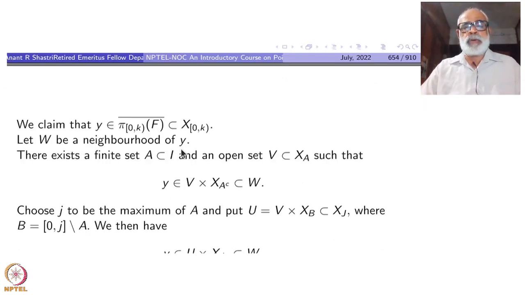Let W be a neighborhood of y, okay, in the product topology. What does that mean? There exists a finite set A contained inside I, and an open subset V contained inside XA, A is a finite set, okay, such that y is inside V cross X taken over all the indices in the complement of A. Okay, so that is the basic neighborhood, sub-basic neighborhood. So there will be some such neighborhood contained inside W.